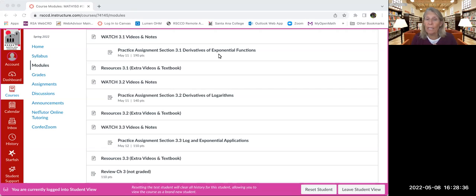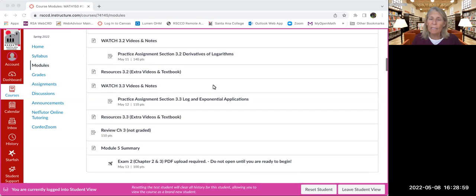Okay. And then there'll be applications. And the good thing about section 3.3 is that it's nothing new, except you're going to practice some old applications using your new rules for exponential and log functions. So it'll give you also a review of elasticity in there, maximums and minimums. Okay, so that's the kind of nice thing. And then of course we have our test. And the test is again 10 problems.